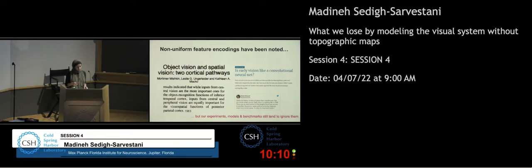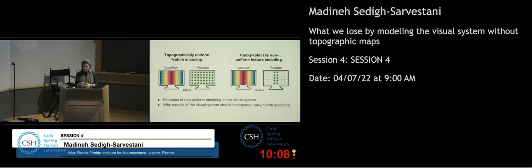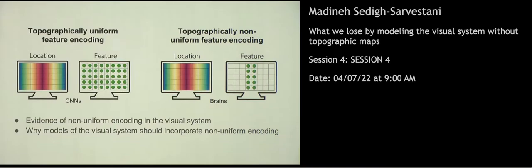So I thought it's worthwhile to take a couple minutes and flesh these ideas and the data out again. So in the next few minutes, I'll just go over some flavor of the evidence in different animals for topographically variable or non-uniform feature encoding, and then I'll tell you about why it might be worthwhile for models of the visual system to include this biological observation.